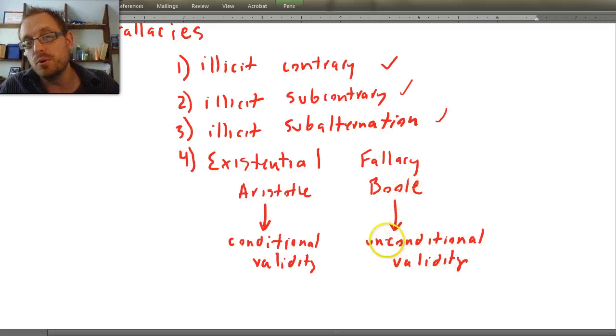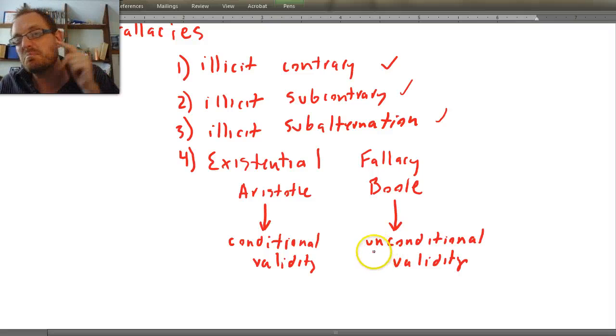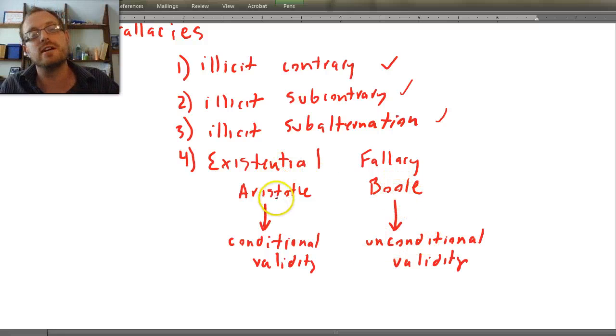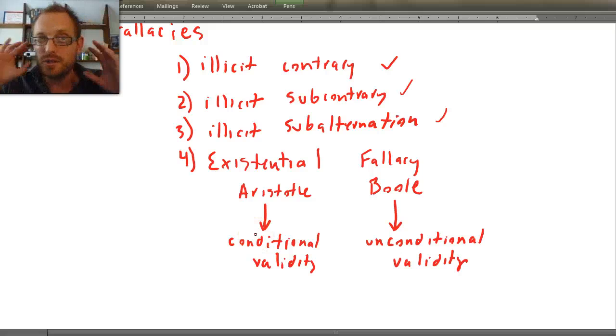Why? Because for Boole, since he has the stricter test, any argument that passes Boole's test is going to be valid, period. Because whatever is valid for Boole is also valid for Aristotle. Whereas for Aristotle, if it's a universal to a particular claim, then that means that it's conditionally valid, conditioned upon whether or not the universal claim is true. And of course, you can hear Boole in the background saying, but you can never know that.